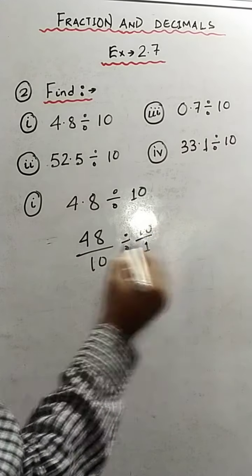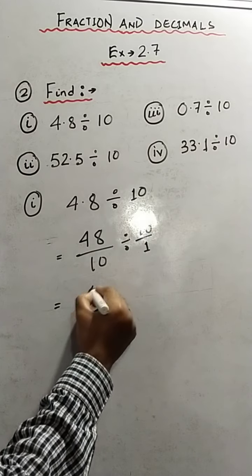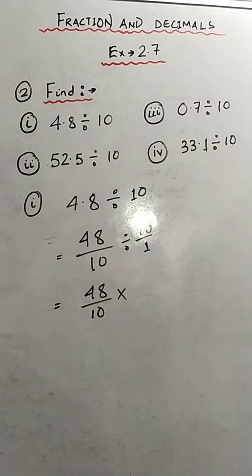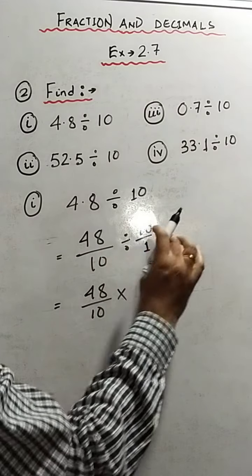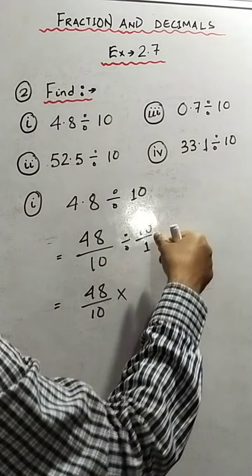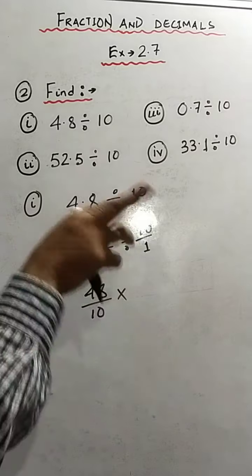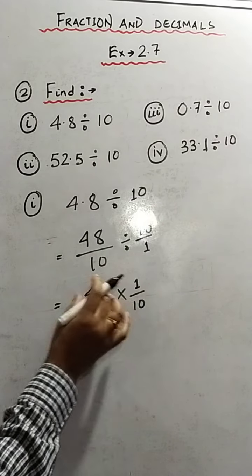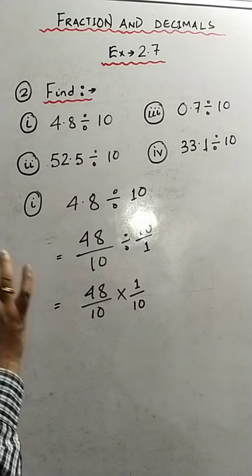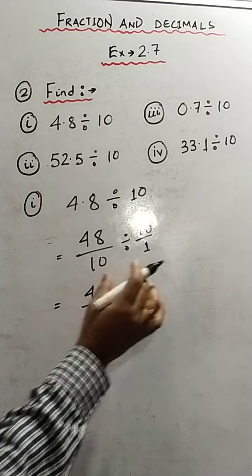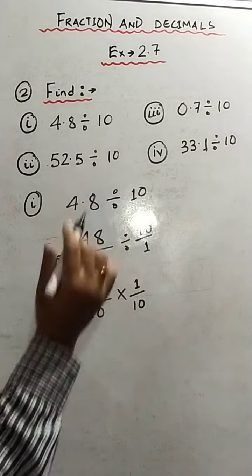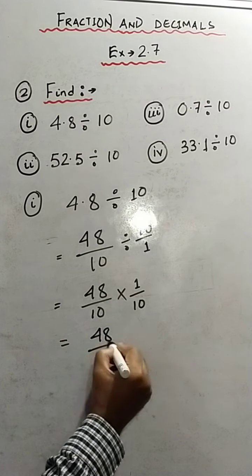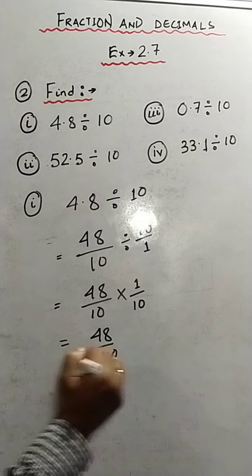That is 10 by 1, isn't it? Now what we have to do, 48 by 10, we will put a multiplication sign in place of the division sign. So what will happen then? This right hand side fractional form will be reciprocal. That is 1 by 10. Now do not reduce it. Do not reduce it. Just simply multiply numerator with numerator and denominator with denominator. So what we'll get, 48 into 1 is 48. 10 into 10 is 100.